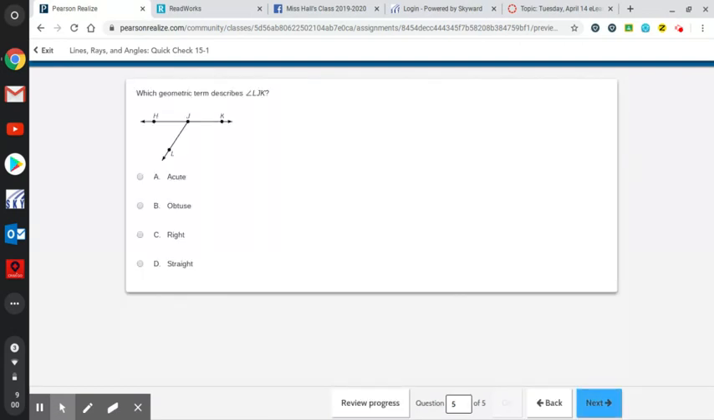All right, so number 5 says, which geometric term best describes angle LJK? So you're going to go from L to J to K. It's pretty large, right? I don't think it's an acute. It's not a perfect up and down right angle, and it's not the straight line. Remember, we're looking at L, J, and K. So bubble in your best choice, and then you could submit your quick check.